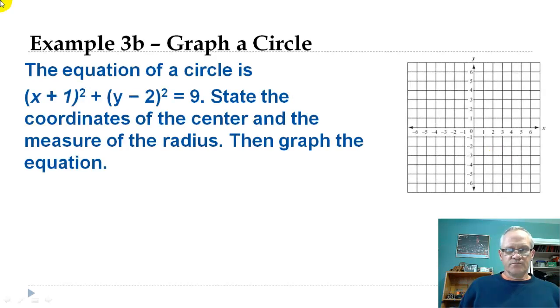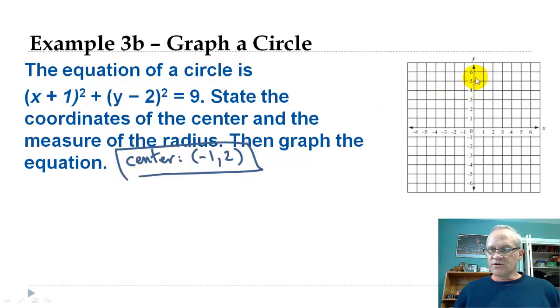All right, so again, we're going to try to find the center and the radius. So the center. All right, so remember how we did this before. It's in the right form. So we look at this number. This is our h, but the sign gets changed, right? So if it's +1, that means the h would be -1. And here if it's -2, that means the k would be +2. So the center would be -1, 2. So here we're going to graph this at -1 and 2. Put a dot there.